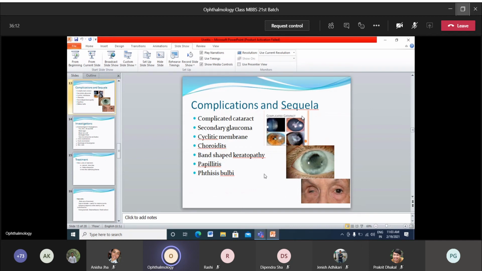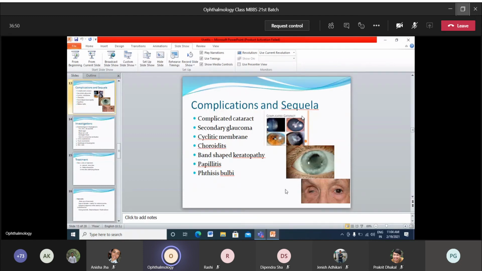So ultimately what happens is that in chronic cases where there is a lot of uveitis, it will lead to shutdown of the ciliary body. Because of the shutdown of the ciliary body, there will not be any production of intraocular aqueous, and thereby the intraocular pressure will be very low. So that will lead to a shrunken or a soft eye, as you can see in this picture. So that is known as phthisis bulbi. It's mainly due to ciliary body shutdown. Okay, so these are the complications and sequelae of anterior uveitis.